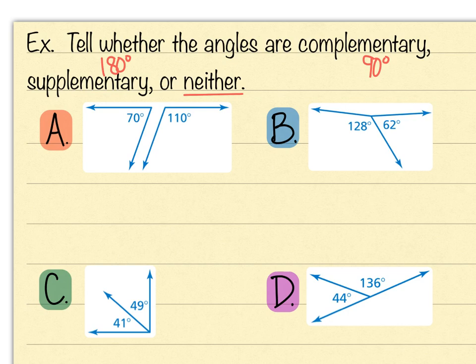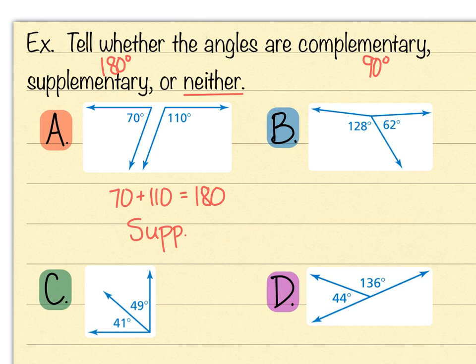So this is what you would do. You would start by adding the two angles together and see what you get. It's pretty simple, right? So 70 plus 110. And so 70 plus 110 gives you 180. So we would say these two angles are supplementary, and I'm okay if you abbreviate that SUPP.